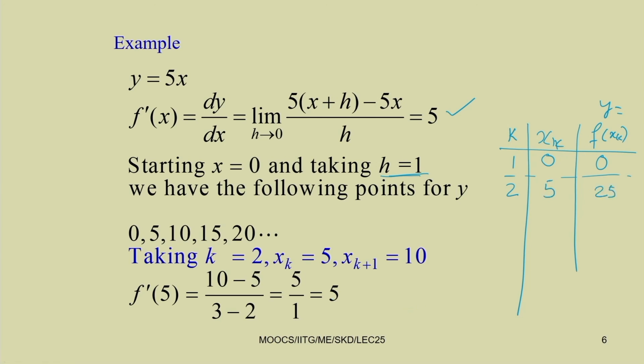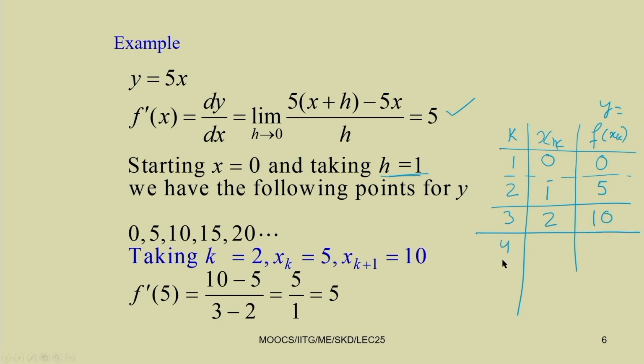Initially x was 0, and next we have x equal to 1. So our next value becomes 0 plus 1 equal to 1. So 1 into 5 becomes 5. The next value is 3, now this becomes 1 plus 1, which is 2. So xk is 0, 1, then 2. If it is 2, then this value becomes 10.